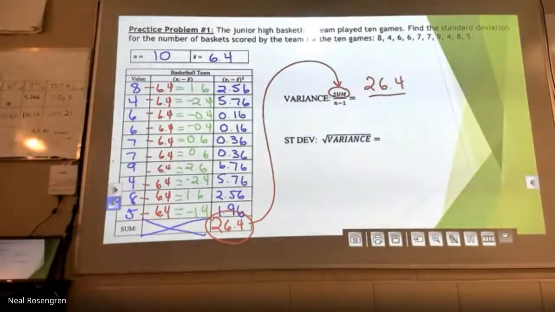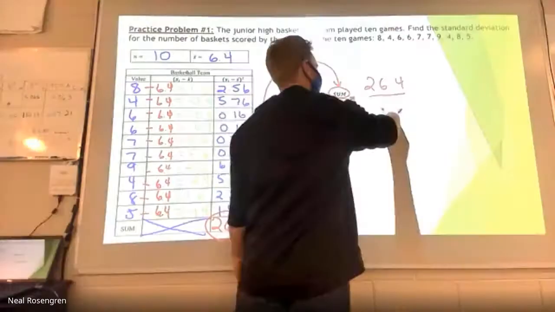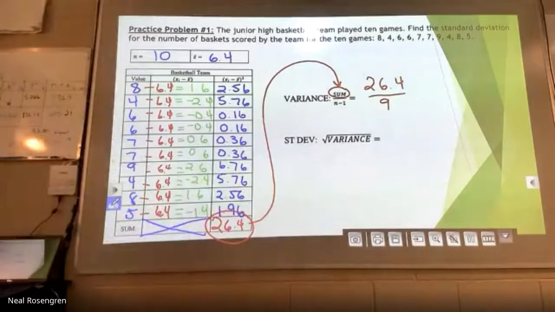not 10, not just n, just one less than that. And by taking one away, it kind of takes up some of the error that might have happened along the way, like if we got rounded, if one of those numbers kind of stood out more than the others, if we had any outliers. So I'm not going to divide by 10, I'm going to divide by 9. I got to press equals, so I get 26.4 divided by 9.